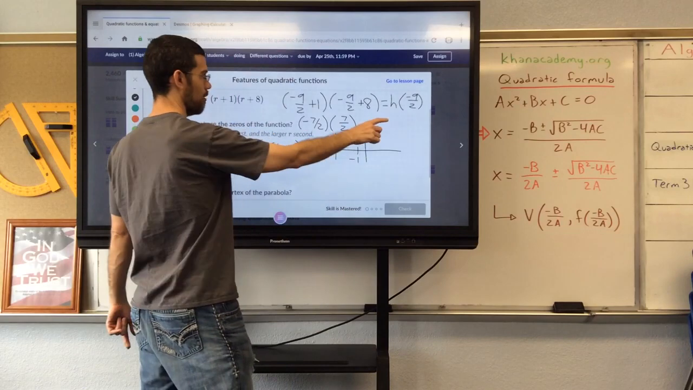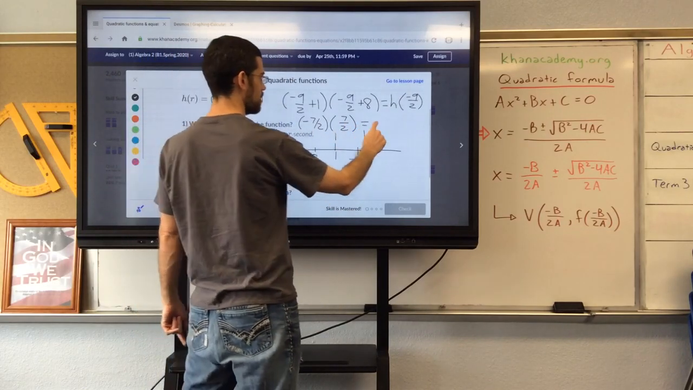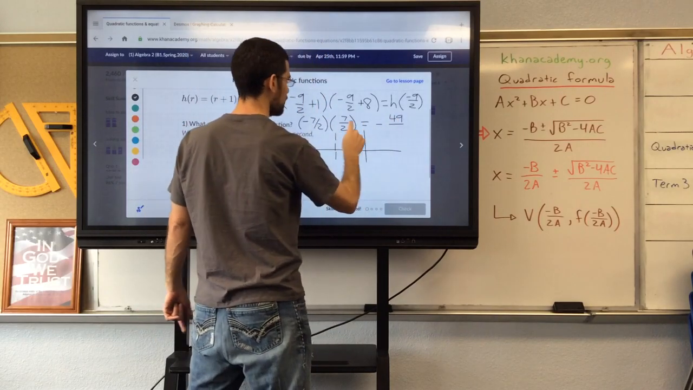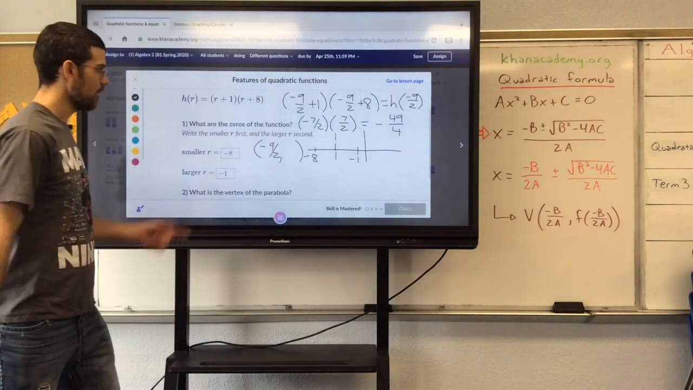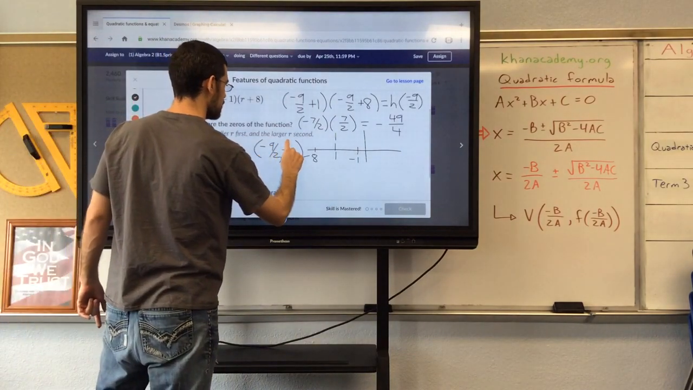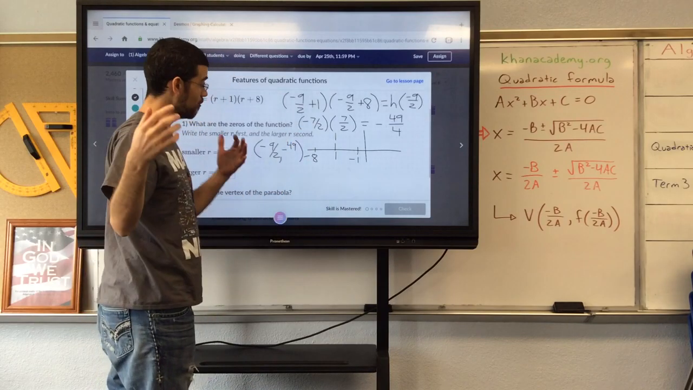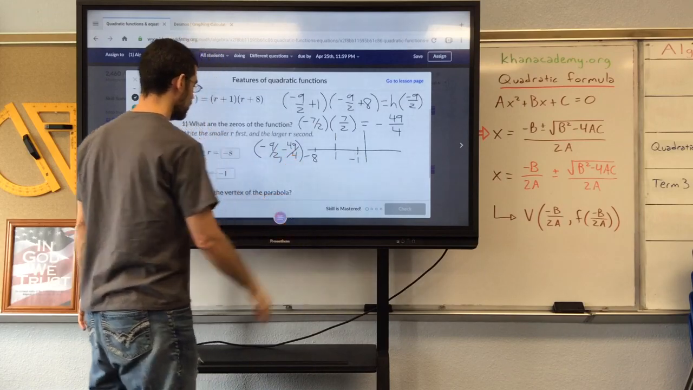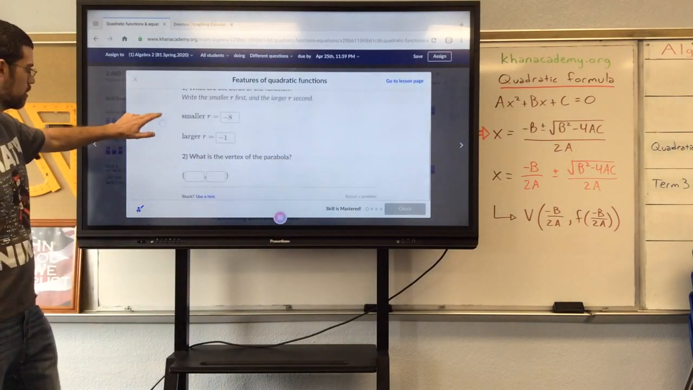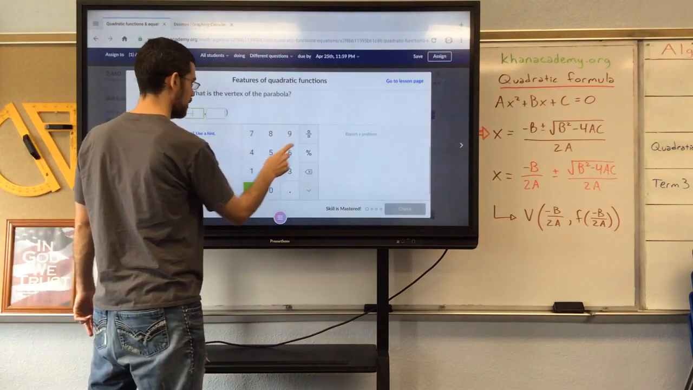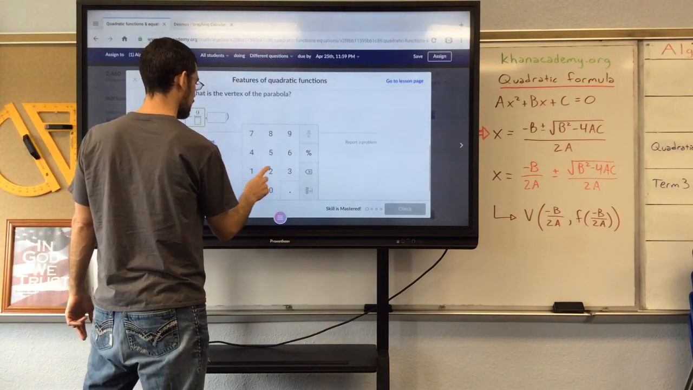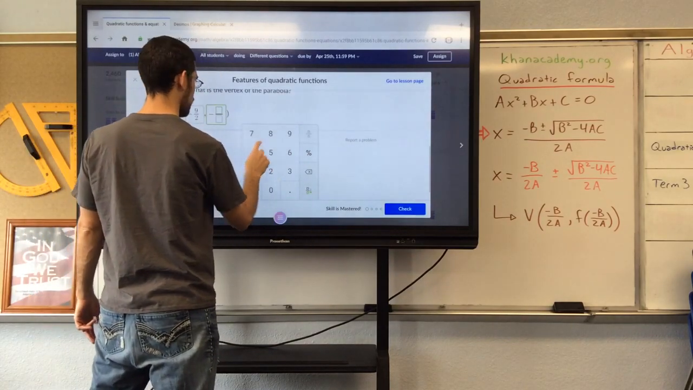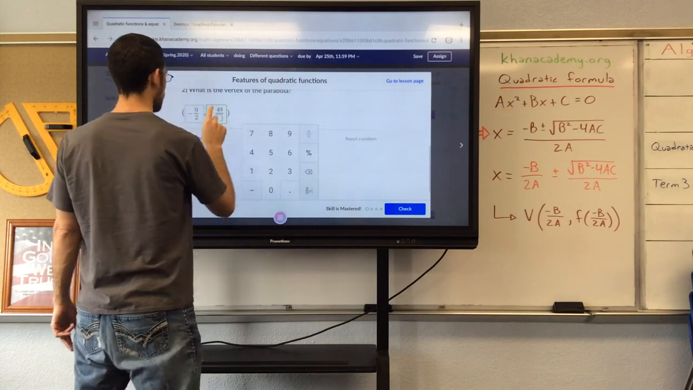Yep. So now I want to multiply this, and I get negative times a positive is negative. 7 times 7 is 49. 2 times 2 is 4. So I know that I have my vertex at -9/2, -49/4.